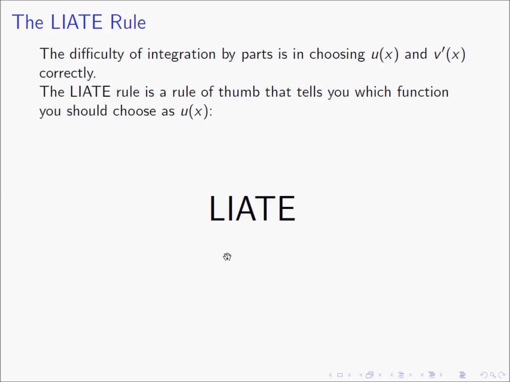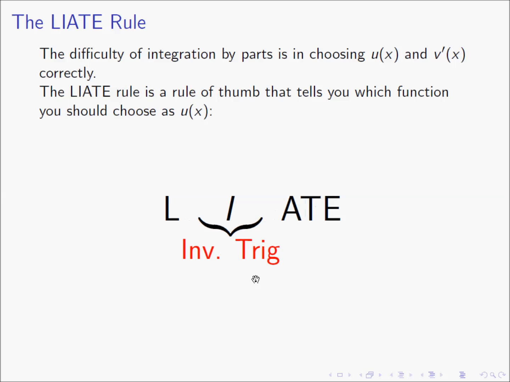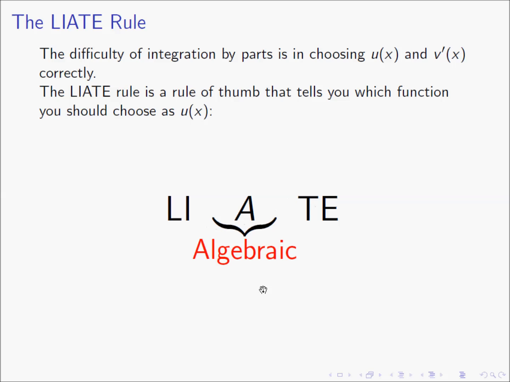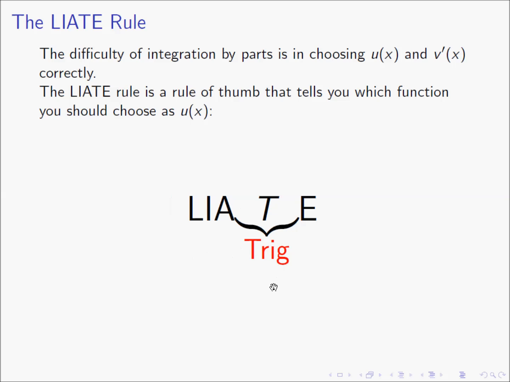And the rule is in the order of the letters in the word LIATE itself. The letter L is for log function, the letter I is for inverse trigonometric function, the letter A is for algebraic function. An algebraic function is any polynomial function or the quotient between polynomials. The letter T is for trigonometric function, and the letter E is for exponential function.